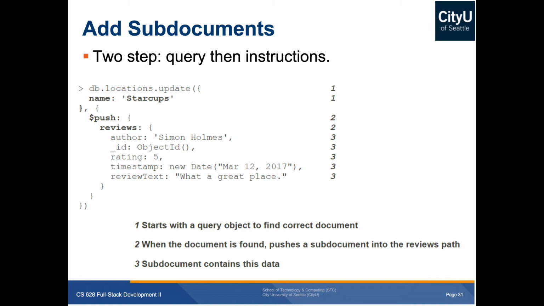It means that we do want to do an update operation for our database, and we do want to look for the name starcup. So we would look in the locations collection, and we'll look for the document that has the property name and a value of starcups. Once we find that, we want to do a push. Push means that we just want to add to the array. Then we want to push into the reviews array this object, which includes author, ID, rating, new date, and so on and so forth.